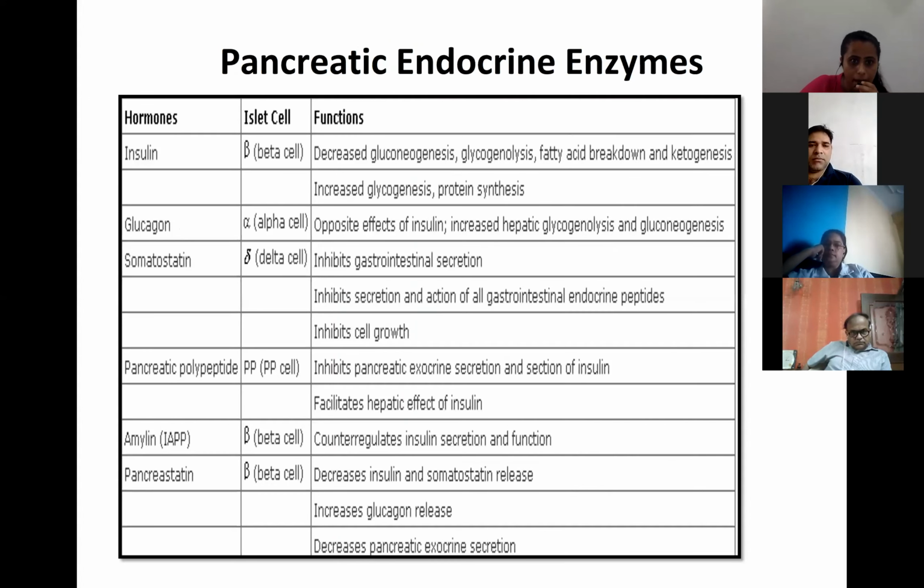Now comes the pancreatic endocrine hormones. Usually they are insulin, which is secreted by beta cells, and all of us know that it decreases gluconeogenesis, glycogenolysis, and fatty acid breakdown. Apart from insulin, another important one is glucagon, which is secreted by the alpha cells, then somatostatin by the delta cells, and pancreatic polypeptide, amylin, and pancreastatin.